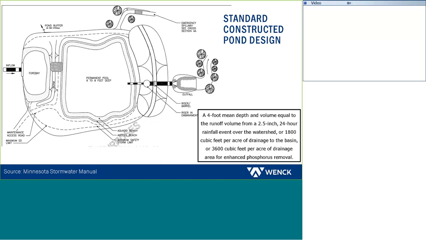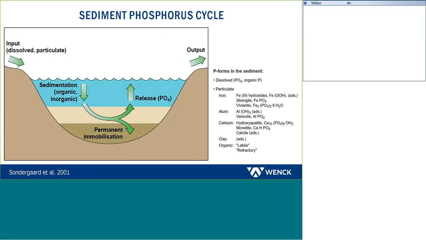We typically size this for a 2.5-inch, 24-hour rainfall event, so that you want your dead pool storage to be equal to that runoff volume, and then you'll get about 50% of the phosphorus removal based on a modeling basis. So this is how we design a pond. This is standard construction, so moving forward, just keep that in mind.